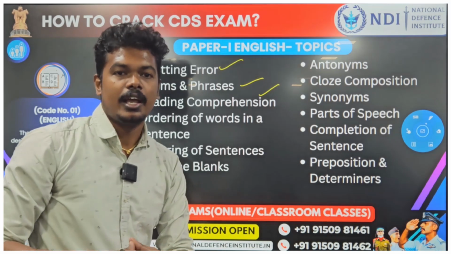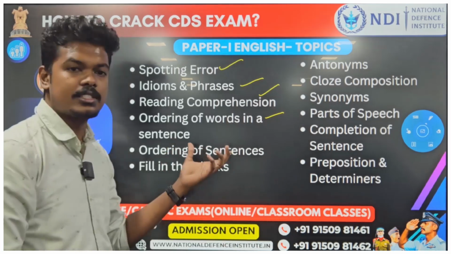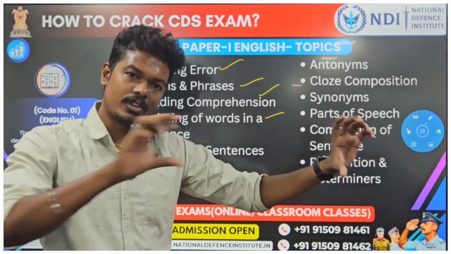And you see, reading comprehension, a basic level English test where a paragraph will be given, and from that we have to write an answer, and sentence formation will also be there. Next you see ordering of words in a sentence: the words will be jumbled and you have to order the words in a proper way.